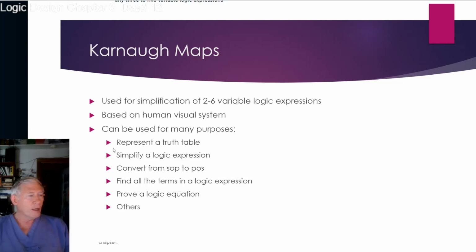All right. You can have a function, and you can plot it on a K-map, and then turn that into a truth table. You can simplify a logic expression with it. That's really its primary purpose. You can convert from SOP to POS and POS to SOP. You can find all the terms in a logic expression, and you can take a logic expression and plot the terms in a K-map, and see all the min terms. And you can prove logic equations. You can do 2 K-maps and plot your expressions, your left side on one K-map and your right side on another, and they should be identical. And there are some other uses too.